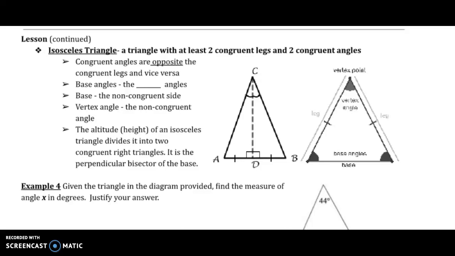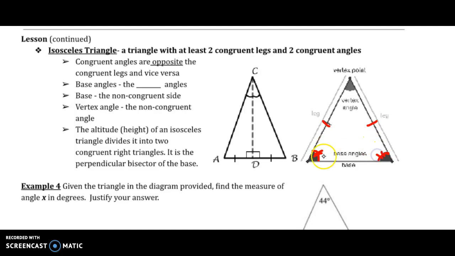This is Unit 2, Lesson 3. This is the portion of the lesson on the isosceles triangle. So remember, an isosceles triangle is a triangle with at least two congruent legs and two congruent angles. The congruent angles are opposite the congruent legs and vice versa. The congruent legs are opposite the congruent angles.